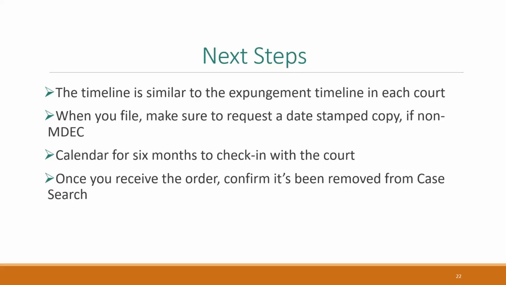And so you'll want to set your timeline when you file an expungement petition. You'll want to set the same sort of timeline, about 6 months, depending on the court. If it's a smaller jurisdiction, sometimes it's a little bit shorter. Make sure that you get your date stamped copy if it's a non-MDEC county. And then just again, like you do with expungement, once you get the order, you want to make sure it's been removed from case search.